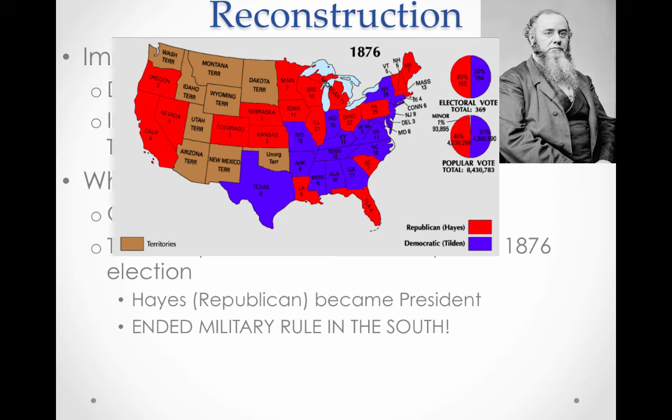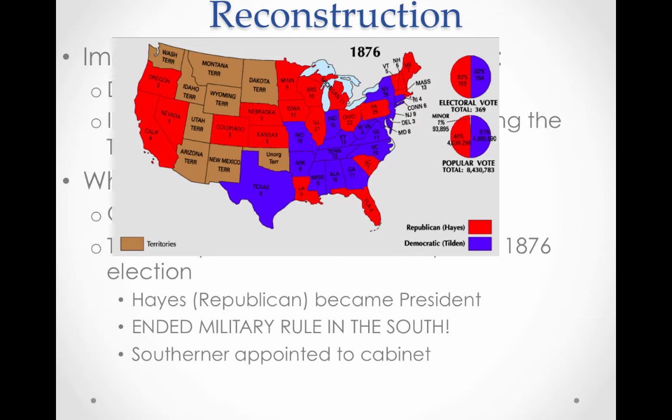And the important thing to know, holy cow, please circle this right now. The Compromise of 1877 ends Reconstruction. The military is withdrawn from the South. And also a Southerner is appointed to the cabinet of Hayes. So this is a way for Republicans to still be in control of the presidency, but they have to promise to end Reconstruction in the South. And this ultimately allows Jim Crow to be established for generations in the South.